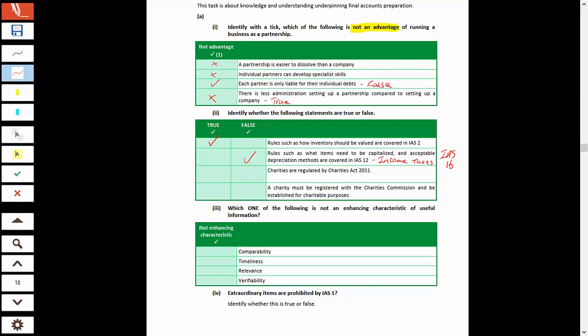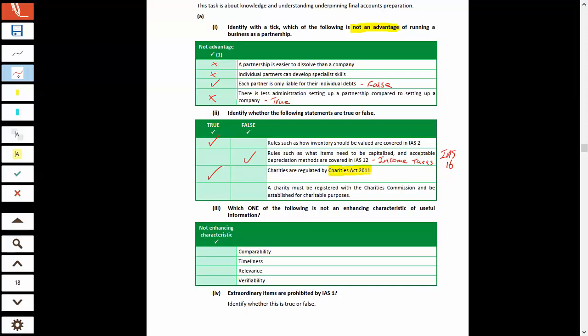Charities are regulated by the Charities Act 2011. Now again, you revisit your notes, you'll very quickly see that is true. Things you do need to watch out for with this is the date of the act. Do not forget that legislation and governing acts have changed. They continue to change. Not every year. There's not a Charities Act 2012 and so on and so forth. This 2011 Act is the most relevant one.